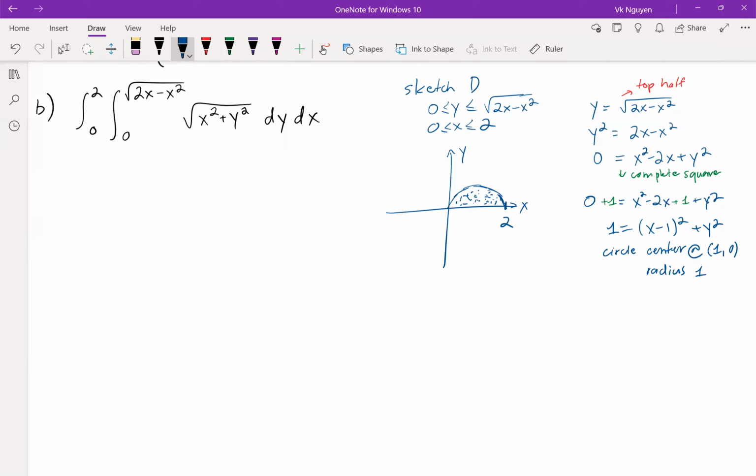What I know is that dA is r dr d theta. So that's what we know. We just want to figure out where the radius goes from and where the angle theta goes from. The angle theta is pretty clear. Everybody can see, this is the angle theta. It goes from 0 to pi over 2 because it is only in the first quadrant.